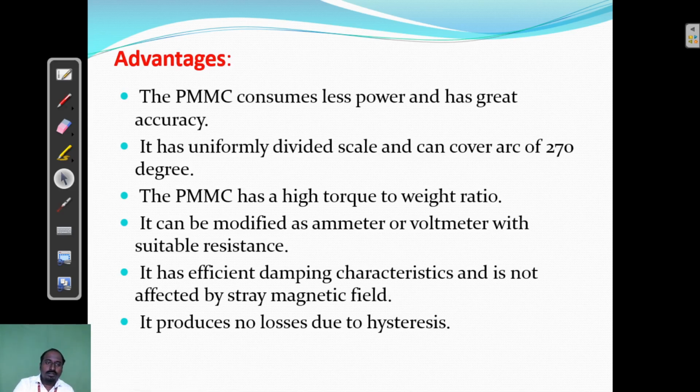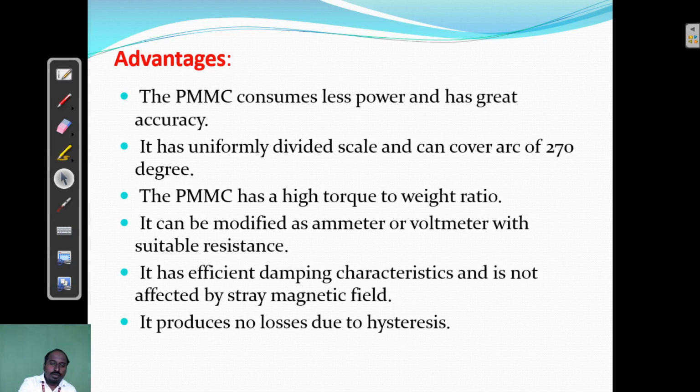Finally, we need to see what are all the advantages and what are all the disadvantages. It has some disadvantages and it has many advantages also. Some of the advantages are it consumes less power and has great accuracy. It has a uniformly divided scale and can cover up to 270 degrees. A permanent magnet moving coil instrument has a high torque to weight ratio, so the movement of the moving coil is easier in permanent magnet moving coil type instruments.